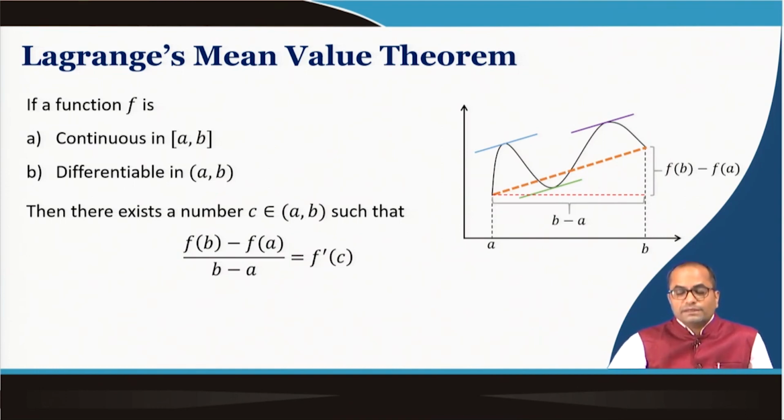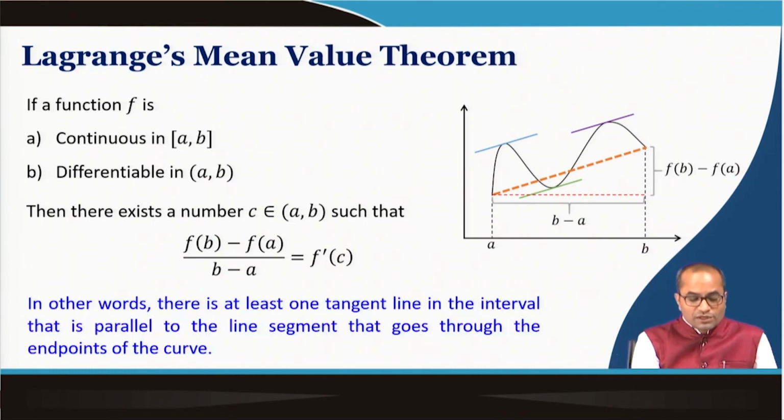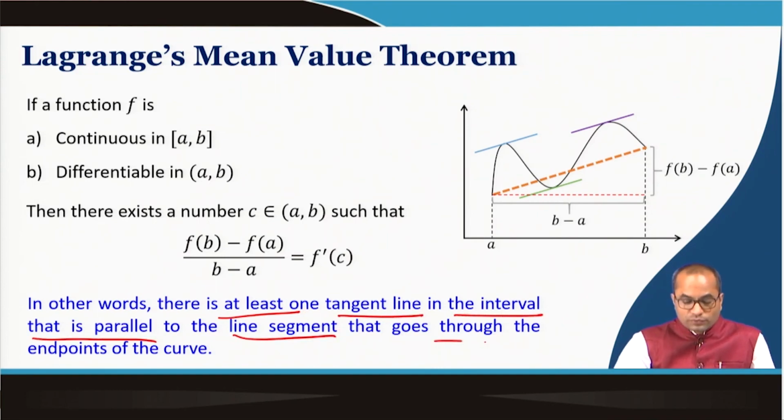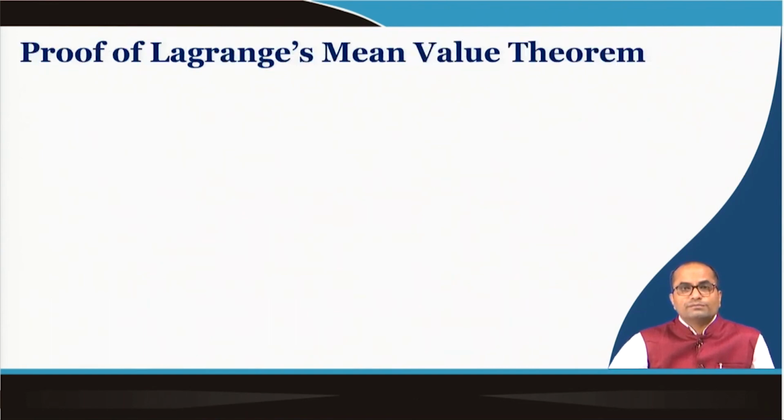As we will see in a minute, this is a more generalized version of the Rolle's theorem. So there is at least one tangent line in the interval that is parallel to the line segment that goes through the end points of the curve. So this is the physical interpretation, geometrical interpretation of this Lagrange mean value theorem.